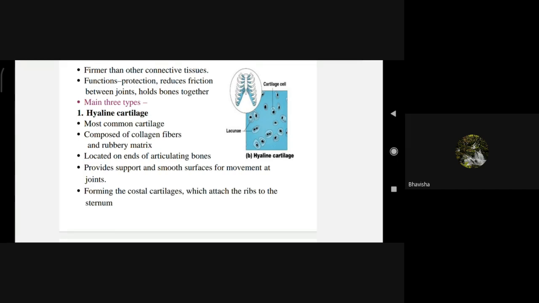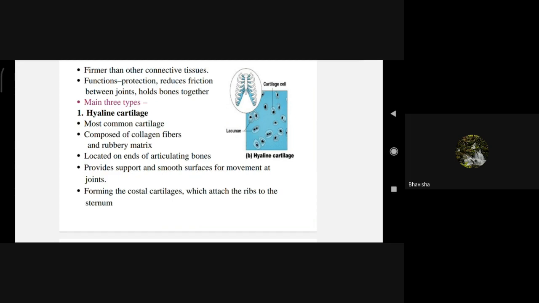Tibia and fibula, ma'am. And what is the next? Humerus. Articulating bones... sorry, knee joint. Femur. Yes, the knee joint consists of both the lower leg and upper leg. The upper leg consists of the femur bone and the lower leg of the tibia and fibula. So our knee joint is made up of all three.